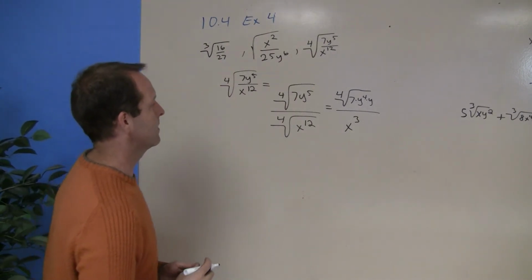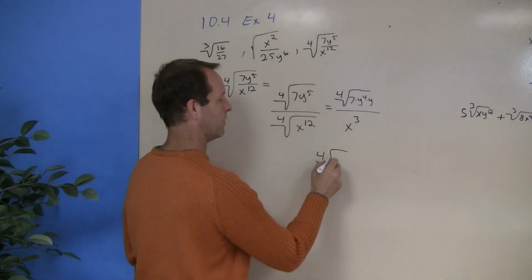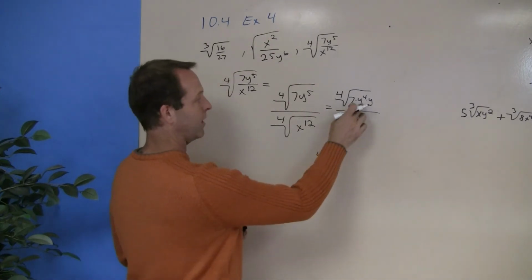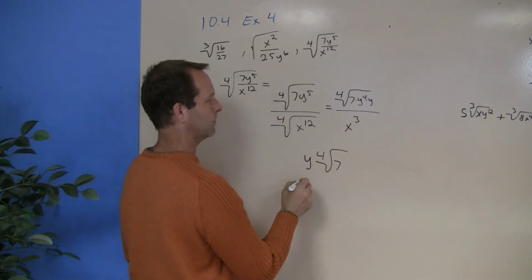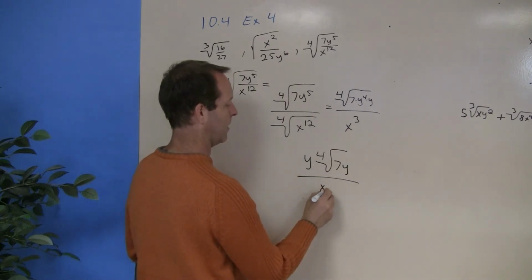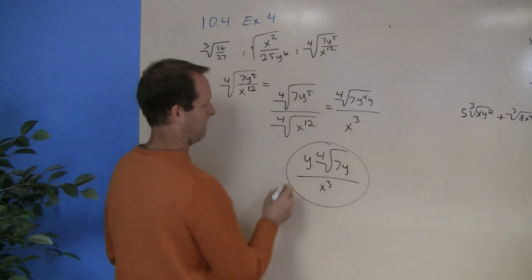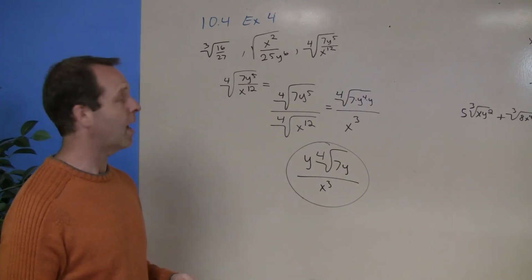And then what's left on that top one is the fourth root of 7y to the 4th. The fourth root of y to the 4th is a y, so I can pull him out. y is left inside all over my denominator, which is x cubed. So that's my final answer for that last problem that we had right there.